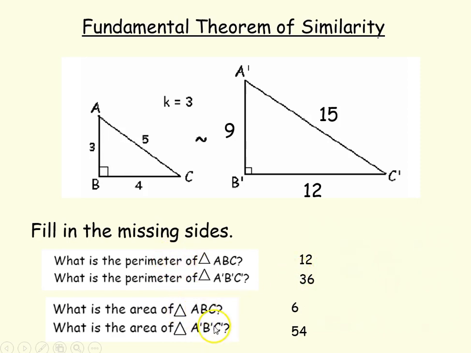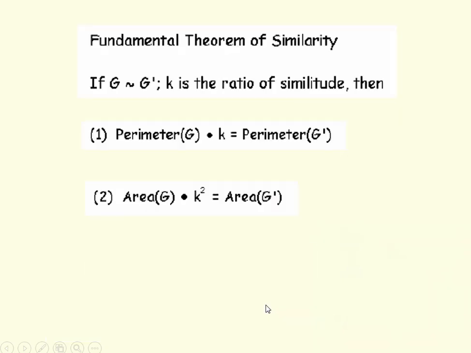The areas are related by the scale factor squared. You'll notice that 6 times 3, the scale factor, is not 54, but the scale factor squared is 9. 9 times 6 is 54. So that's what this fundamental theorem of similarity is getting at here. The perimeters, the actual lengths or the distances, are related by the scale factor. The areas are related by the scale factor squared.